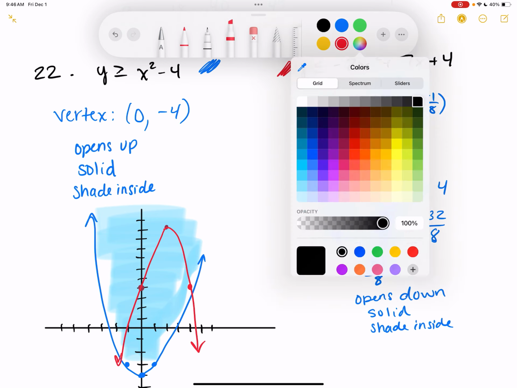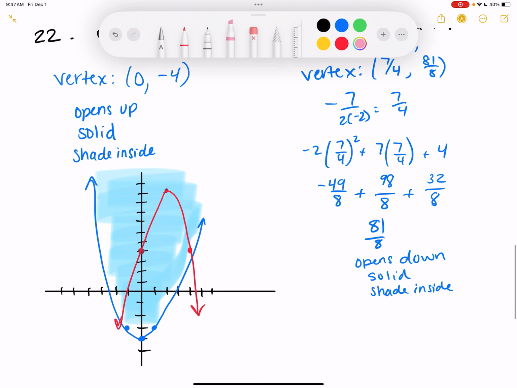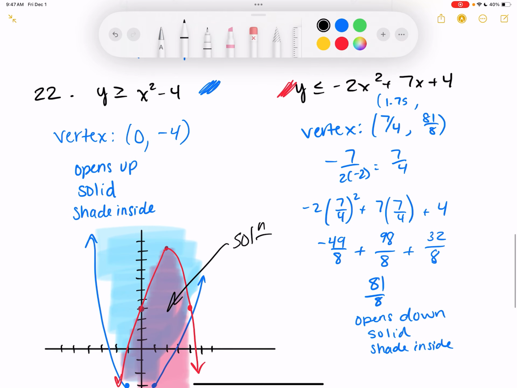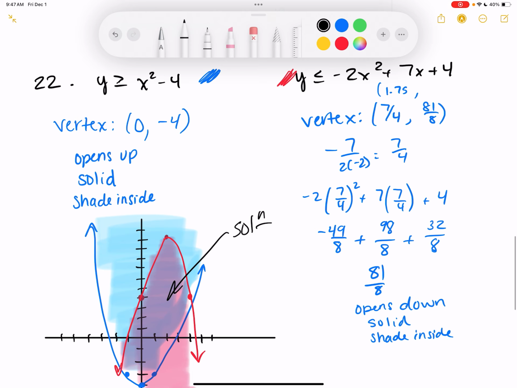Are you confused? Did I do something wrong? Okay, just checking. All right, so shade inside. So this overlapped where it looks kind of purple is my solution. Go back up a little bit. Like that far, or you need me to go farther than that? No, that's good.